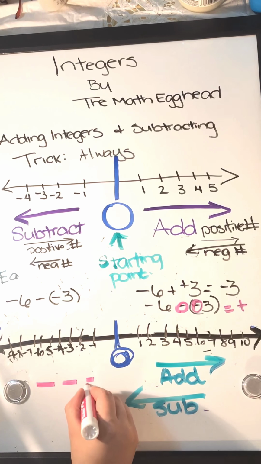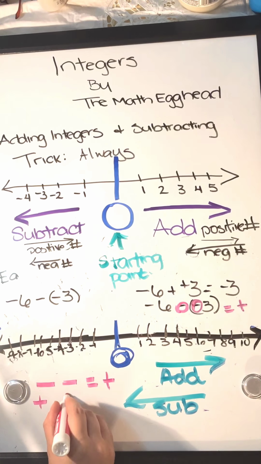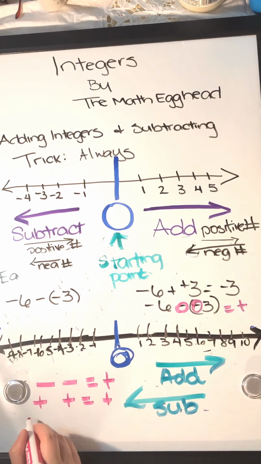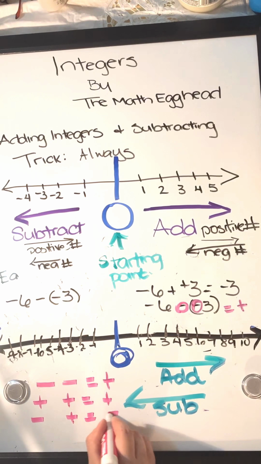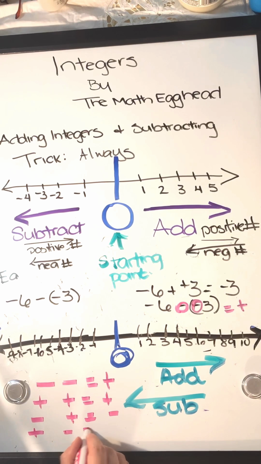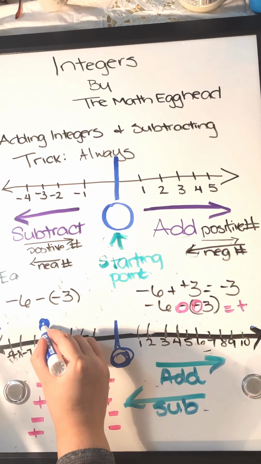Let me just write the rules down really quick. Negative times negative is positive. Positive times positive is positive, and positive times negative is negative, and negative times positive is negative. Write those little 4 rules down. That'll be really easy when you're dealing with subtraction.